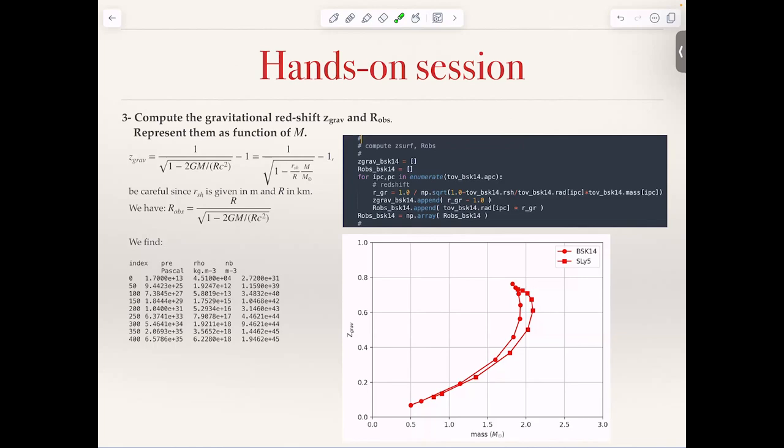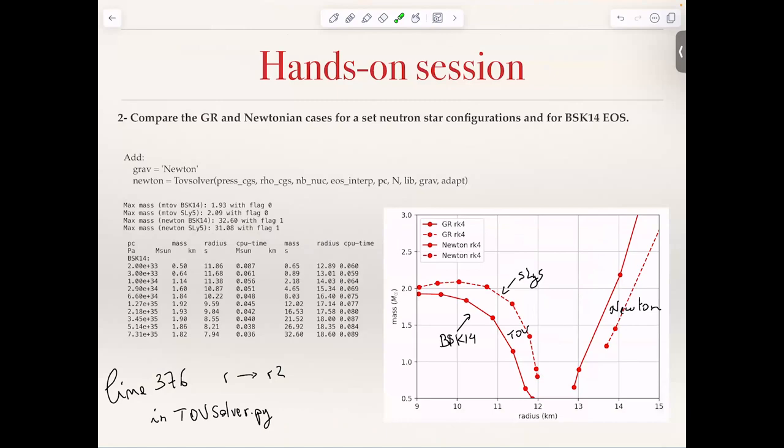Okay. I will do that and come back there. So, which number do you obtain? For BSK, ah, you are running your 1.93. Okay, good.